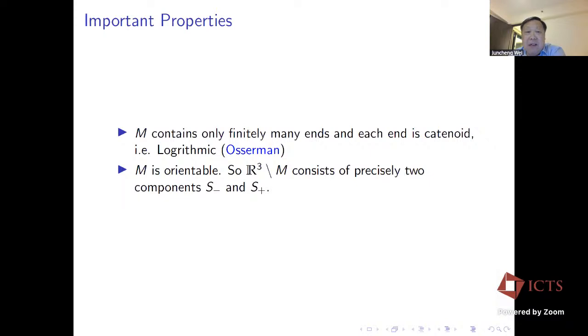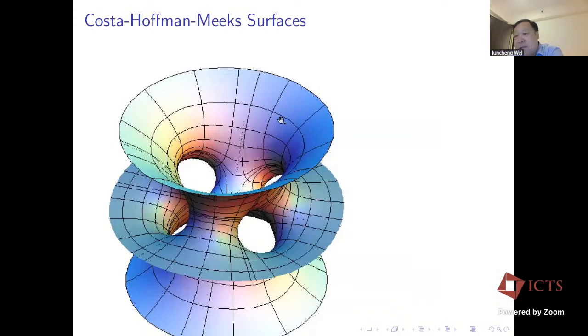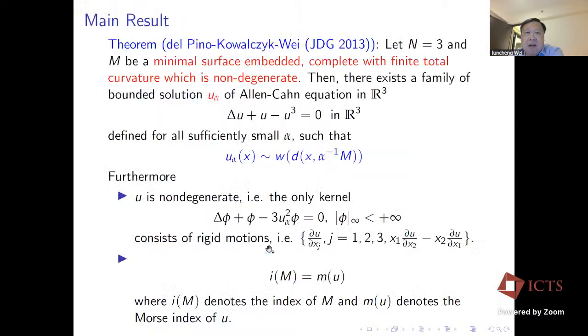And a lot of important questions have been answered for these minimal surfaces. The examples are the Costa catenoid, which will be our example, and also the Costa-Hoffman-Meeks surface, which has more holes in the middle. The main result I'm going to present is a result with Manuel del Pino and my colleague in 2013, so 12, 13 years ago.